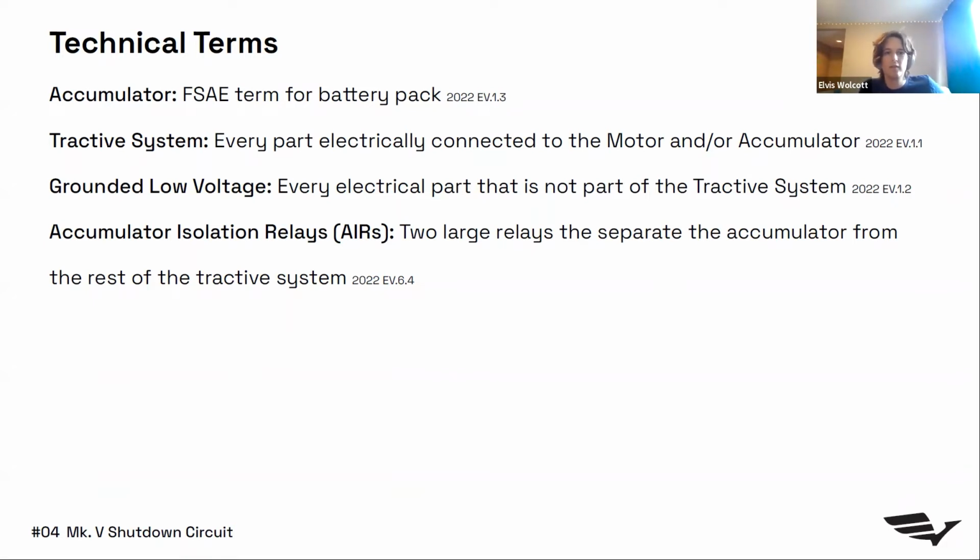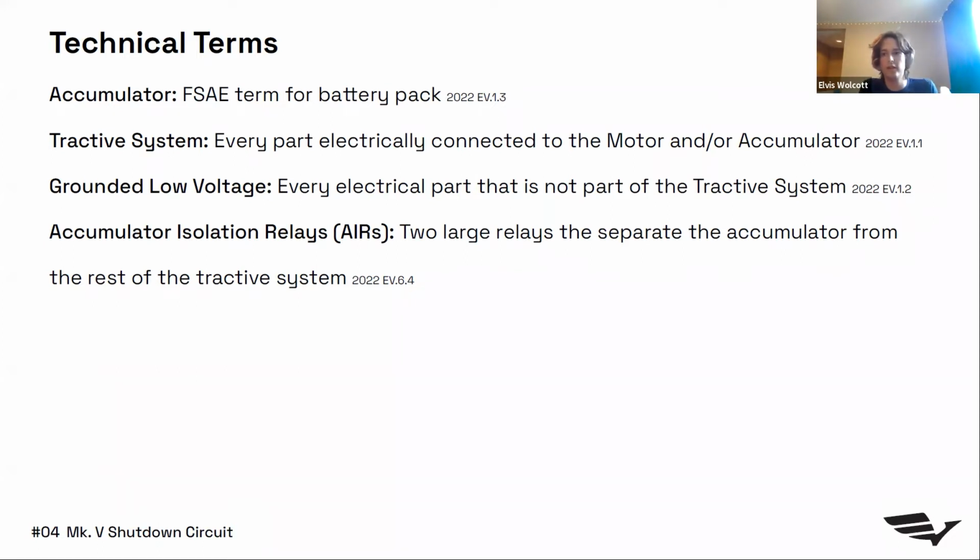The tractive system is every part that is electrically connected to the motor and or accumulator. So for us, that mainly means the motor controller or inverter, and the accumulator, the battery pack. But there's also some other small components that are rules required here and there that we won't cover today that technically are part of the tractive system because they're part of that high voltage circuit.